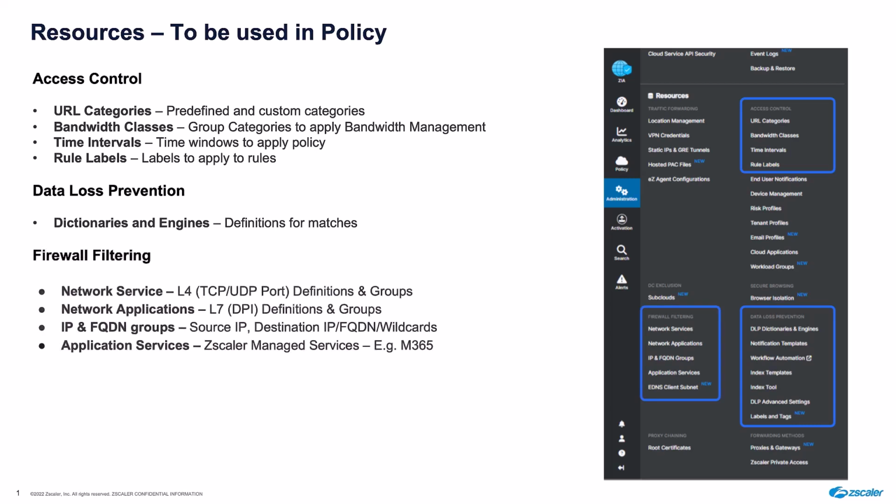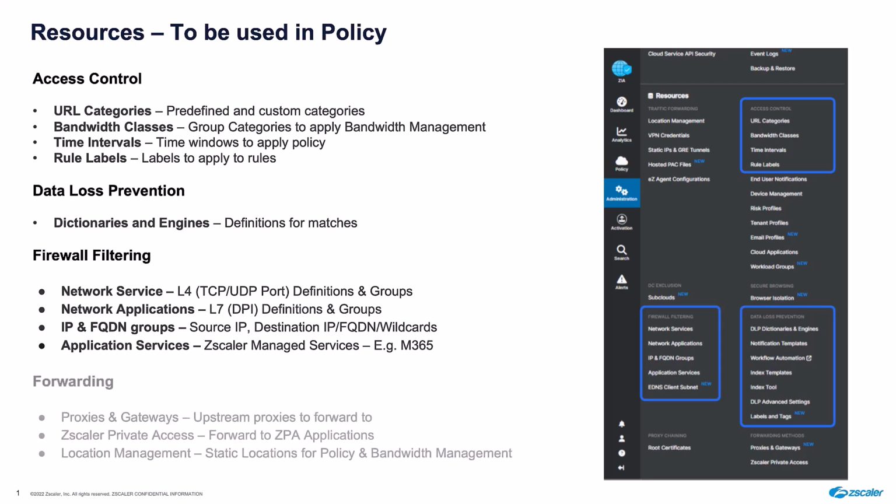Within firewall filtering, we have our network service definitions. What are our layer 4 TCP, UDP port definitions, and grouping those together. You can add or amend existing rules. Within network applications, we've got our layer 7 or DPI definitions and groups, and you may create additional groups and definitions there. IP and FQDN are source IP, destination IP, as well as FQDN and wildcards that you can then apply within your firewall policy. And there are also application services, which can't be updated but show you the Zscaler managed services, for example, the M365 definitions.